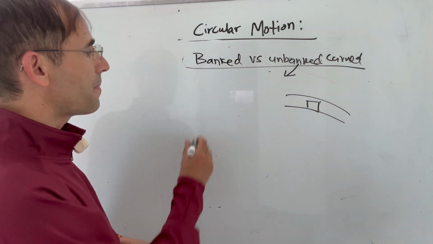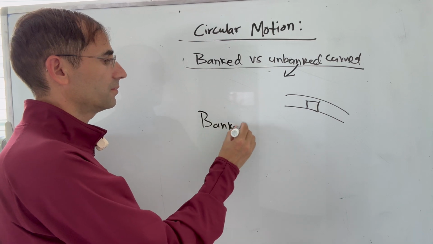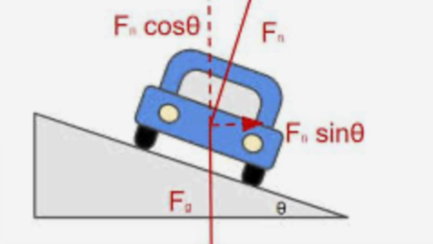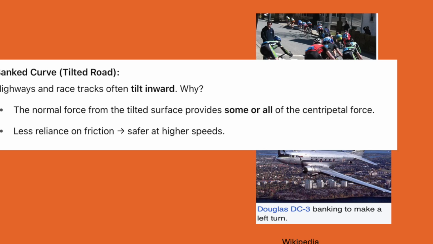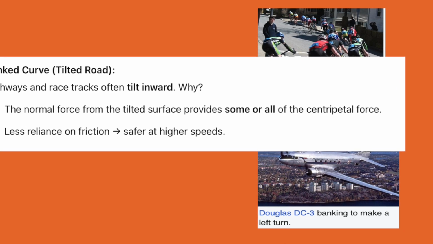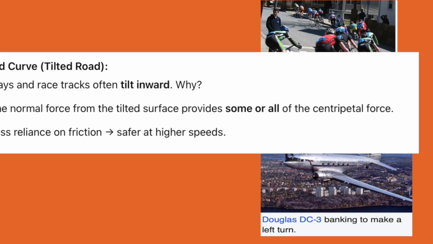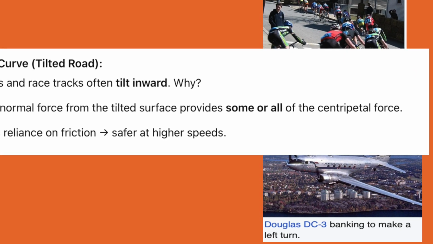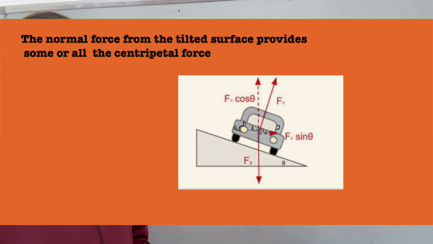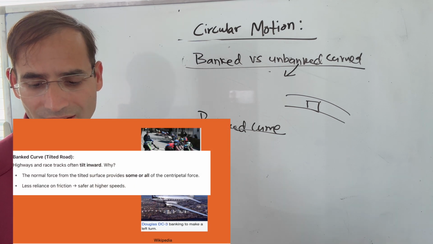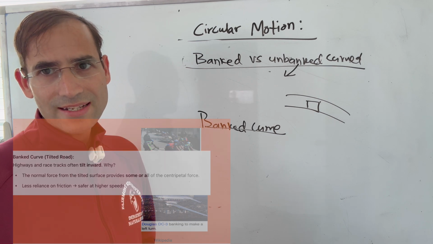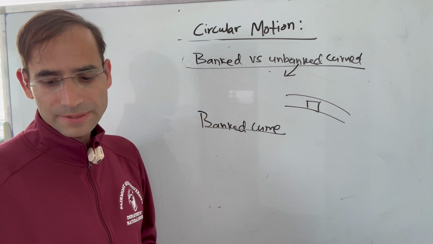But if you have a banked curve, what happens? Highways and racetracks often tilt inward. Why? Because in this situation, the normal force from the tilted surface provides some or all of the centripetal force there. It does not depend on the friction here. That means it is less reliant on friction, so it is very safe for higher speed.